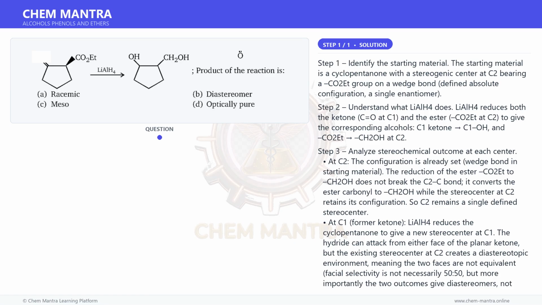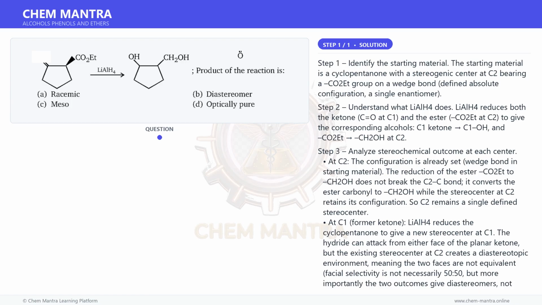Step 4. Identify the nature of the product mixture. Because C2 is a fixed stereocenter from the optically pure starting material, and C1 becomes a new stereocenter upon reduction, hydride attack on the two faces of C1 produces two products that differ at C1 but not at C2. These two products are diastereomers of each other.